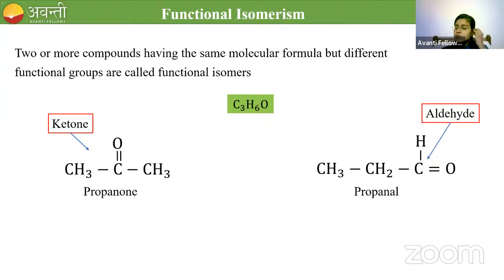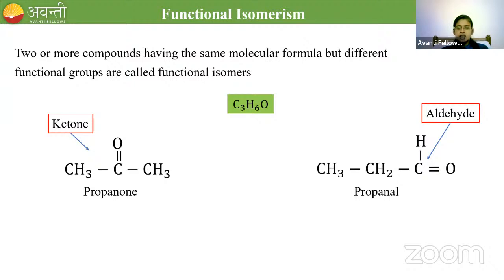So in the first example, if you remember, both the compounds had the alcohol as the functional group, and the second example had amino group as the functional group, right? But here, the functional group itself is differing for the isomers, but the formula remains same. Clear? So those will come under the functional isomerism category. Is it clear to all of you?